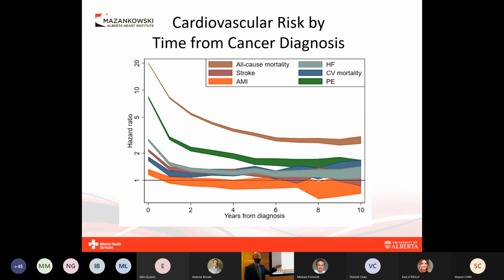And this is a figure showing the risk over time, how it changes. So you can see that the risk for these events is highest in the first year, but the risk of stroke goes all the way out to 7 years, and the risk of heart failure goes all the way out to 10 years, as does the risk for pulmonary embolism. So this is a sustained risk for these patients.